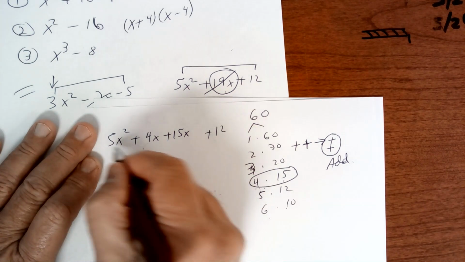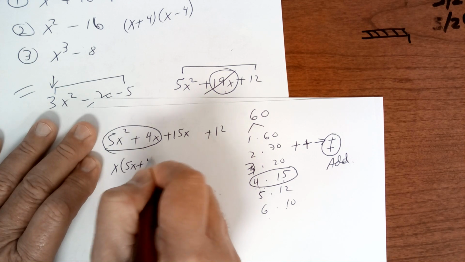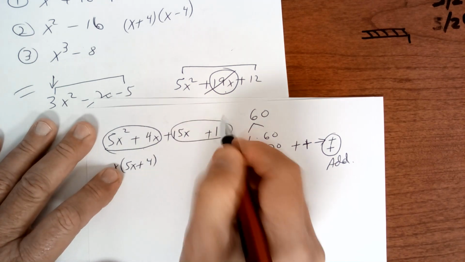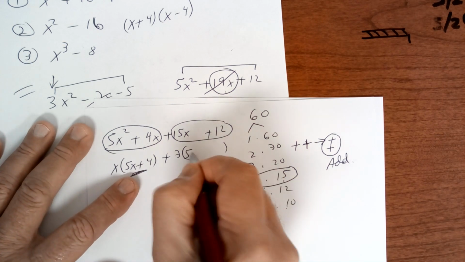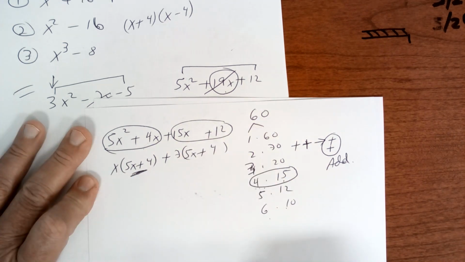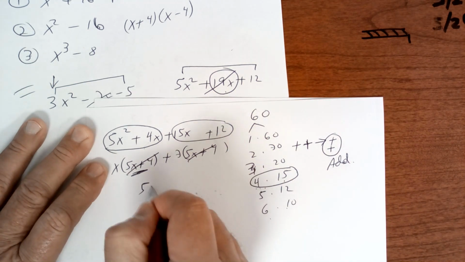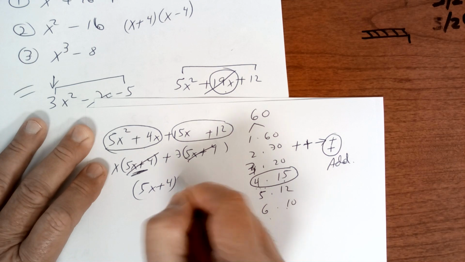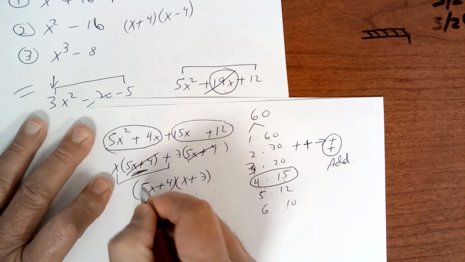You're going to factor out an x. Here you're going to factor out a 3, and it should be the same as that. Okay, so this is the same as that, so you're going to take 5x plus 4, and then you're left with x plus 3. And that's how you do that.